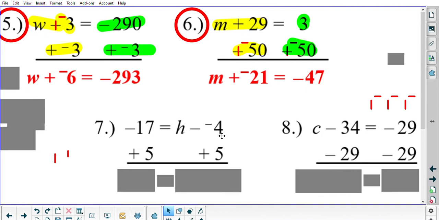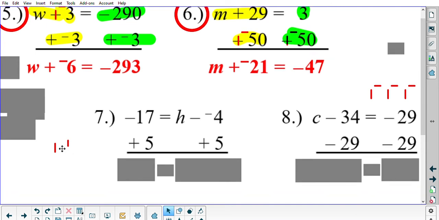Hopefully you did number 7 and 8 on your own. If you did not do 7 and 8 on your own yet, then please hit pause on the video now and do them at this time. Okay, I hope you gave yourself enough time to do 7 and 8, because I'm now going to go over them. Number 7, there is subtraction.